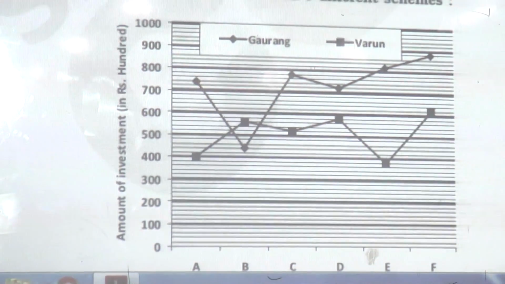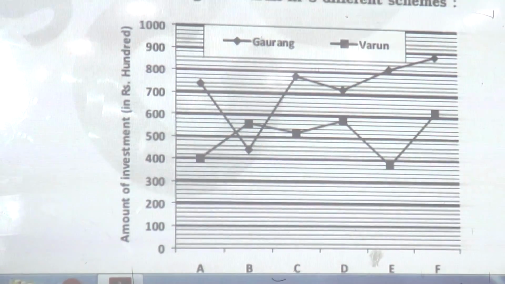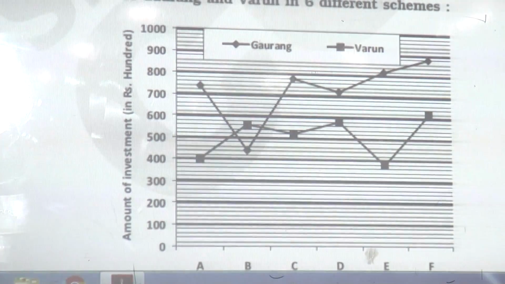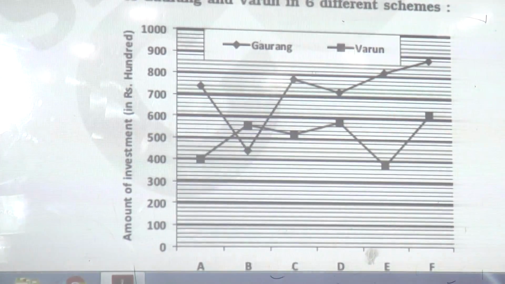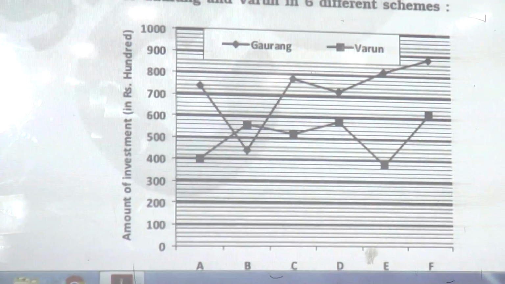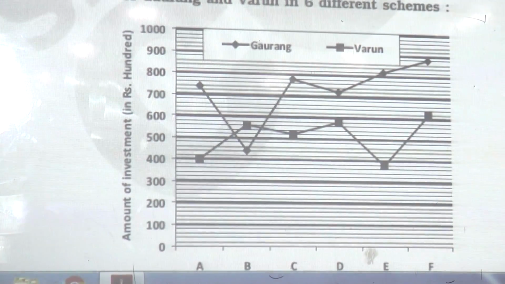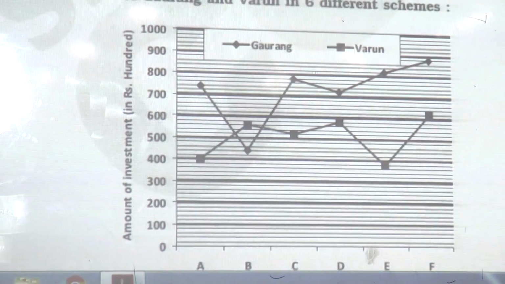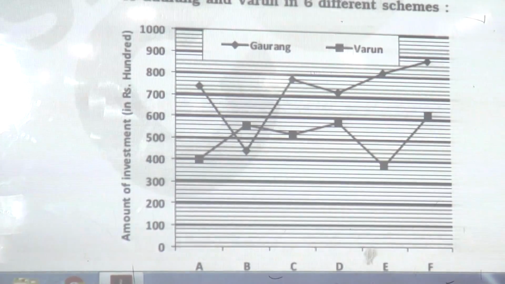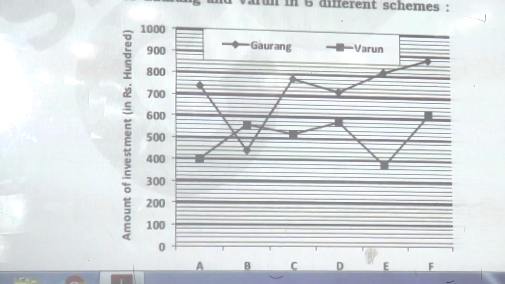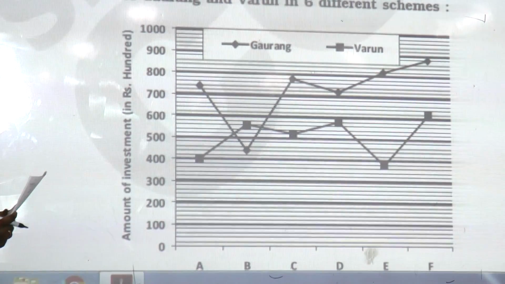So if it is 12% per annum, after 3 years they will get 36%. 36% of what? No, no, no. Either 5040 or 5580. Two options are there. From which scheme?